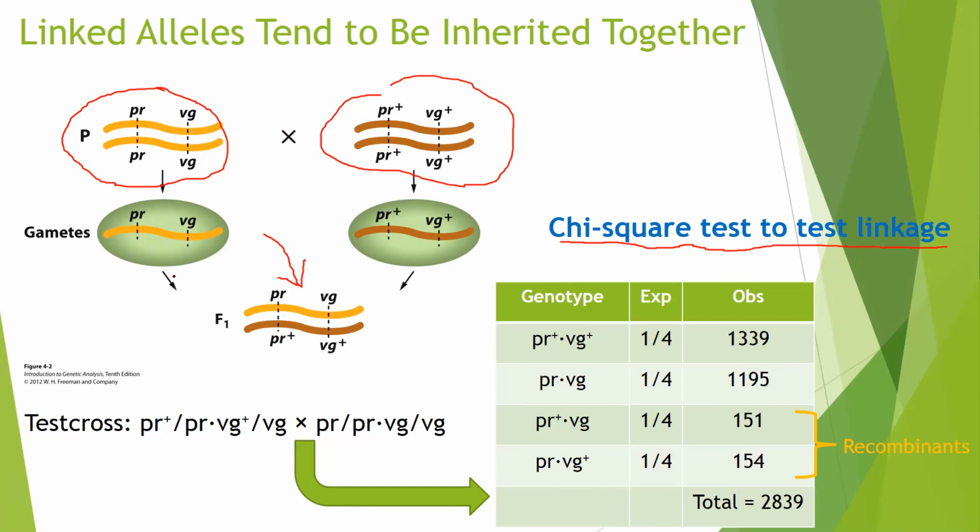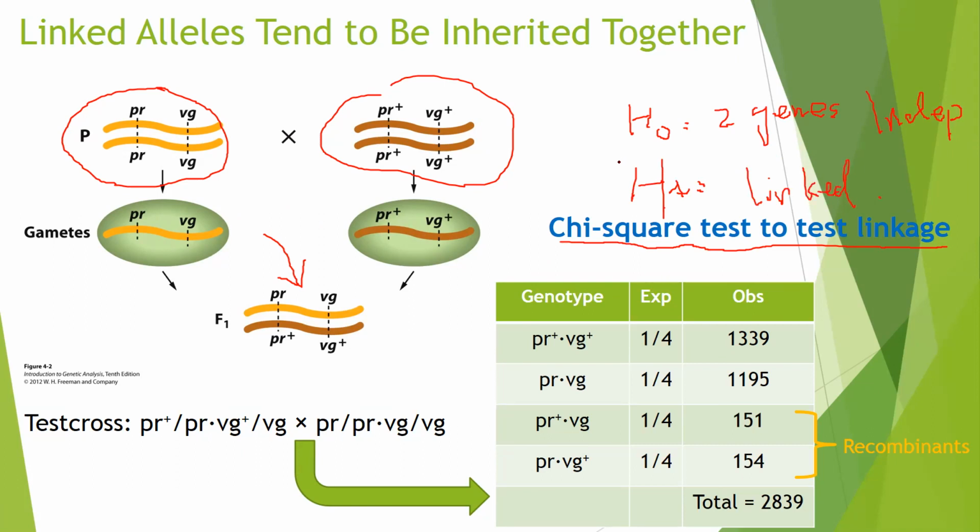Because if we want to test if these two genes are linked or not, we can test the null hypothesis, which is that these two genes are independent. This is the same null hypothesis as before. And the alternative hypothesis is that these two genes are not independent, which means they are linked. I hope this is clear to you.